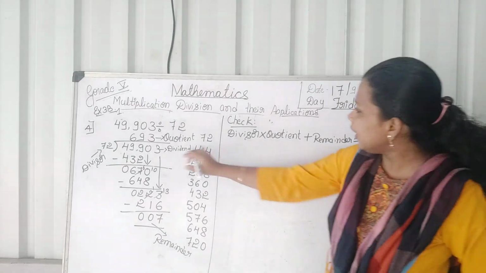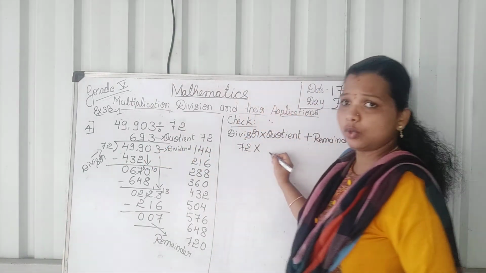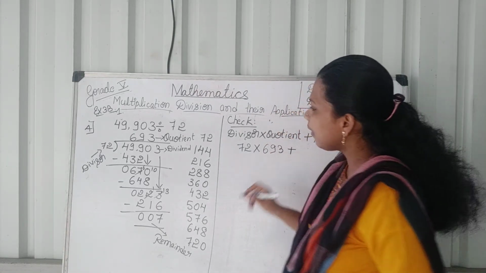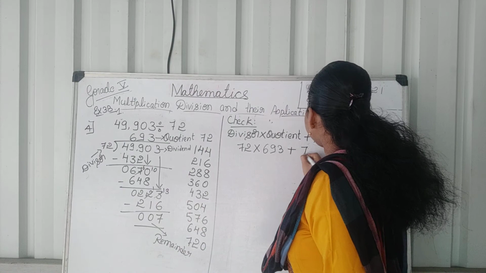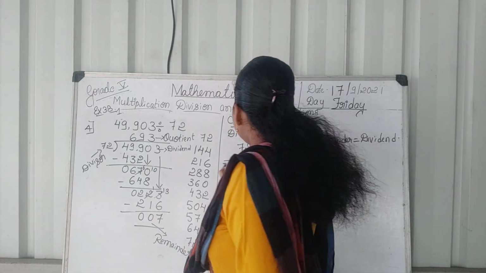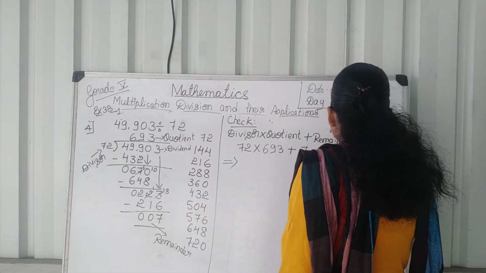See, check. Here divisor is what? 72, when it is multiplied with the quotient 693, plus remainder is how much? 7. Plus remainder is what? 7. Now multiply this 693 with 72.